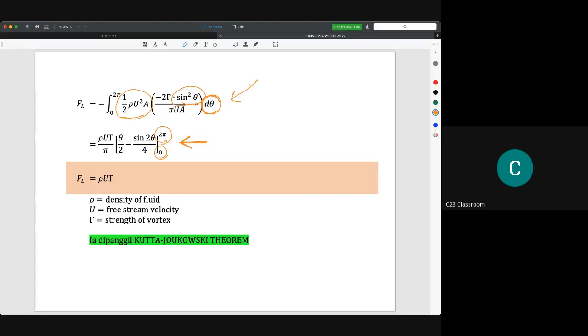So awak akan dapati bahawa FL can be represented as this equation, rho U gamma, where rho is the density of fluid, U here is the free stream velocity, meaning the linear velocity, and gamma here is actually the strength of vortex. Strength of vortex means how strong the rotation of your cylinder. Ini yang dipanggil satu teorem. Berdasarkan idea ini dikenali sebagai Kutta-Joukowski theorem.